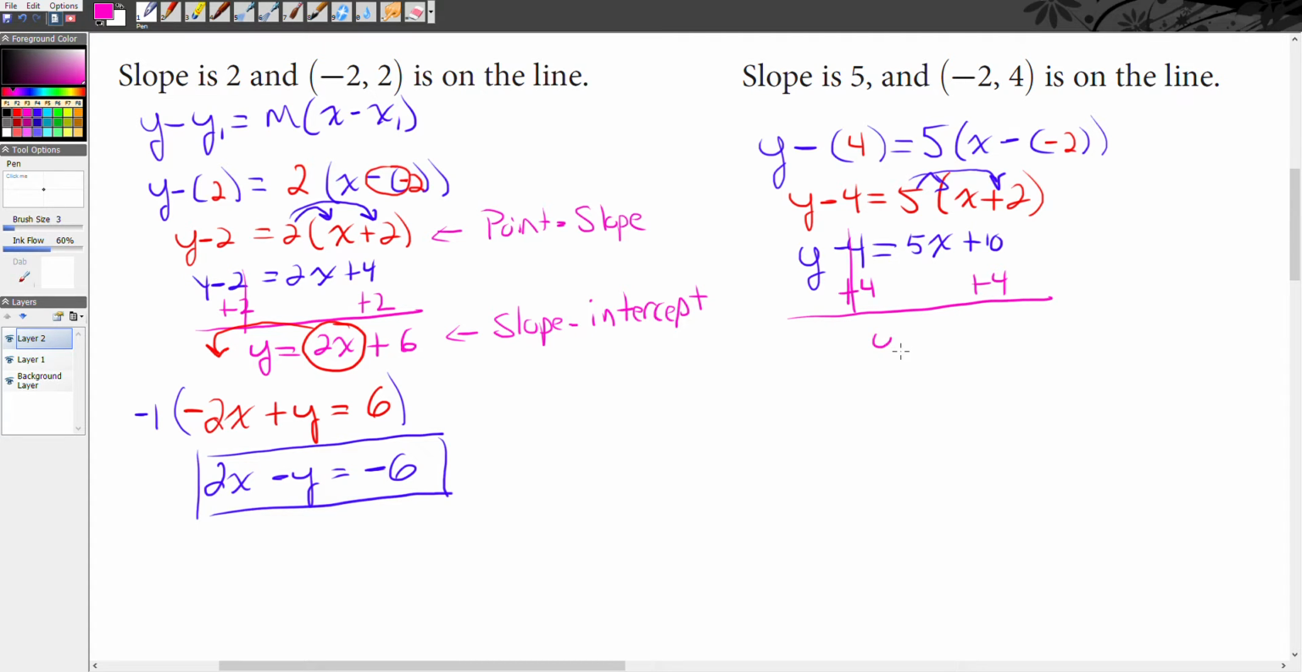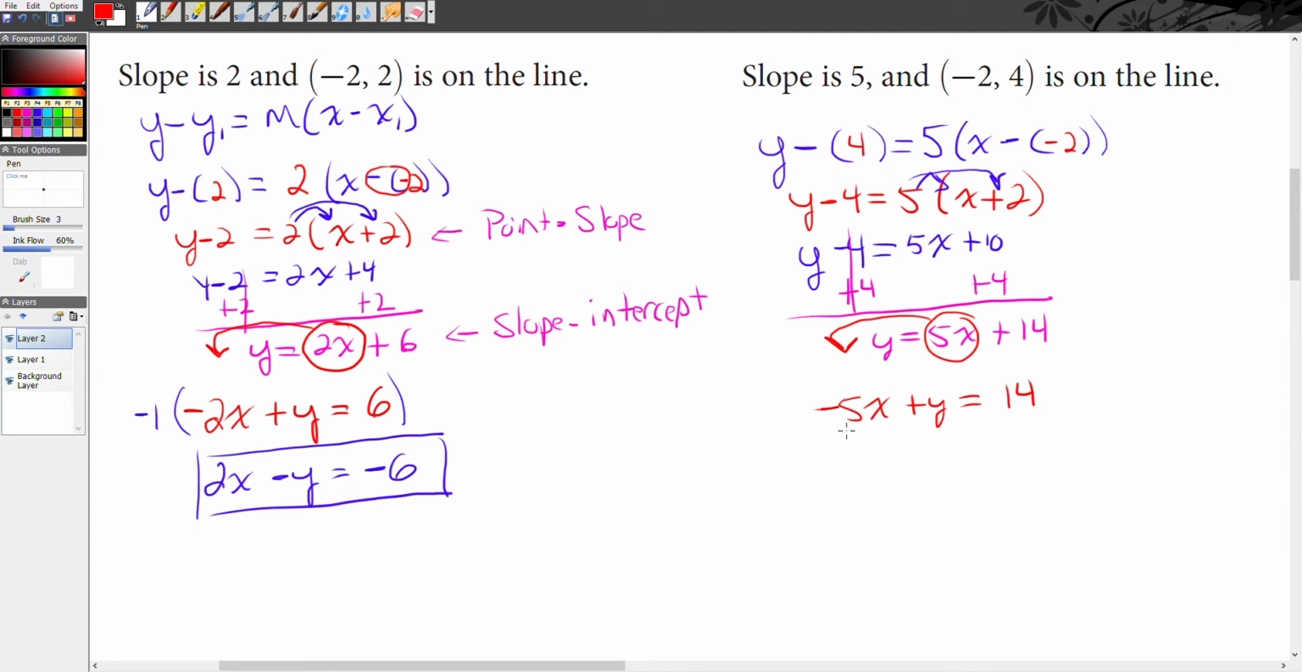And we get y equals 5x plus 14. So once again, this is in slope-intercept form, and we need to put it in standard form, which means we need to move our 5x from the right side of the equation to the left side. And when we do that, it changes from a positive 5x to a negative 5x. So we have negative 5x plus y equals 14.